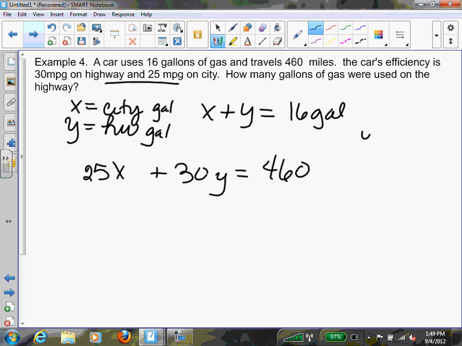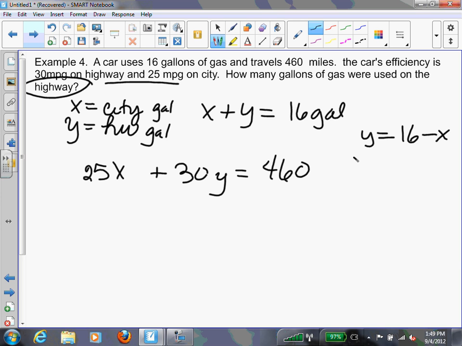Y equals 16 minus X. But if I do that, then I'm plugging 16 minus X in for Y. Didn't we say that we wanted everything in terms of Y? Because Y is highway. We're looking for how much is on the highway. So how about we say X then is equal to 16 minus Y. Doesn't that make sense? You got 16. Part of it's going to be used on city. So city is equal to 16 minus the highway.